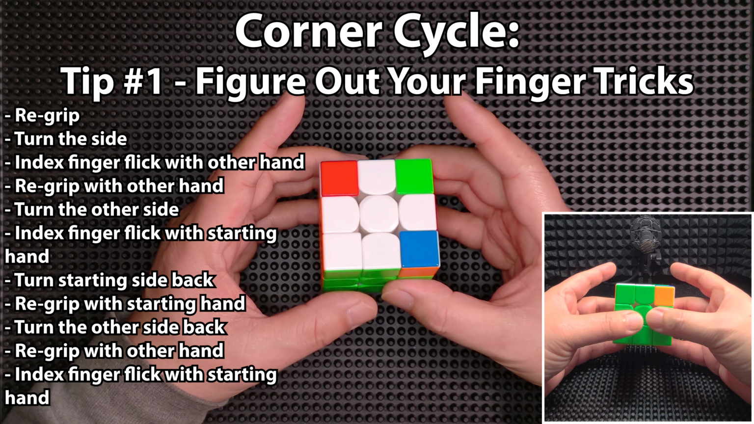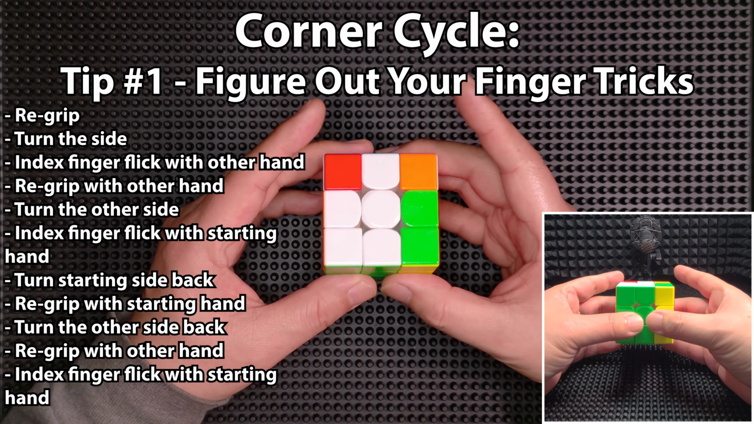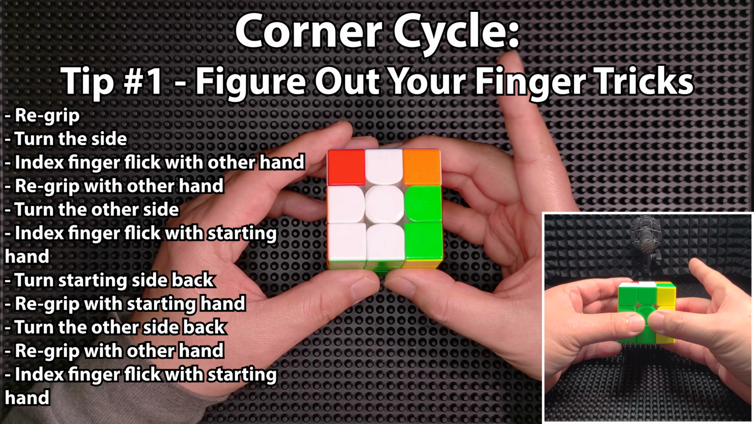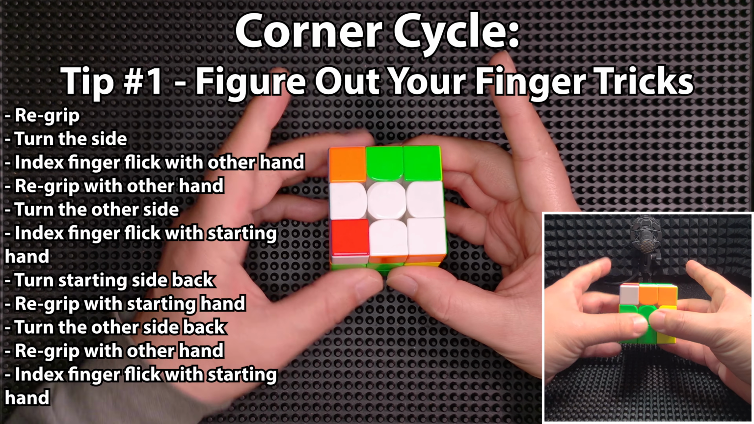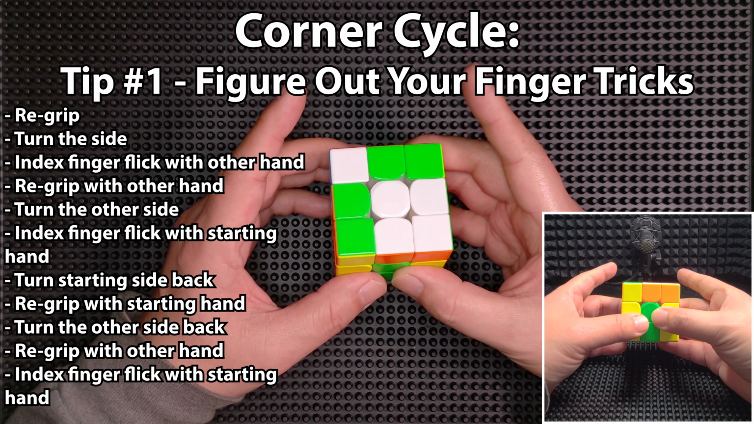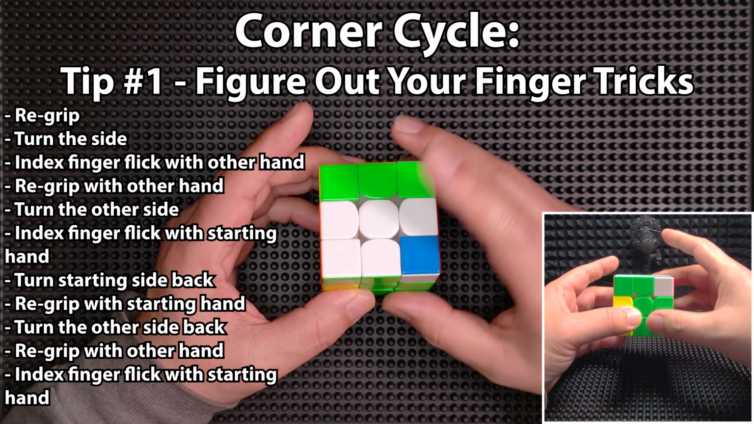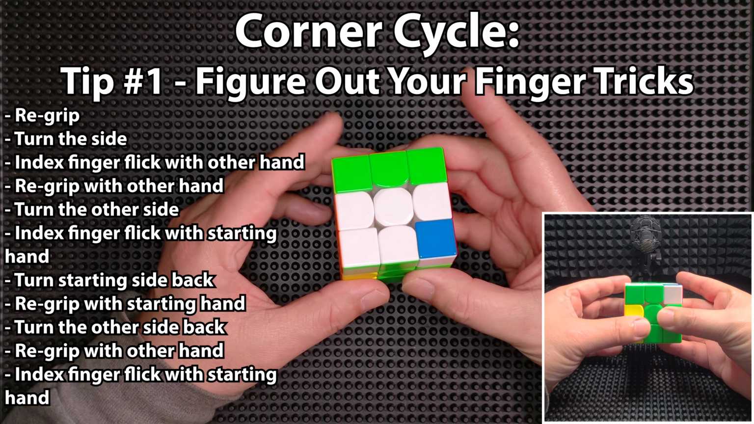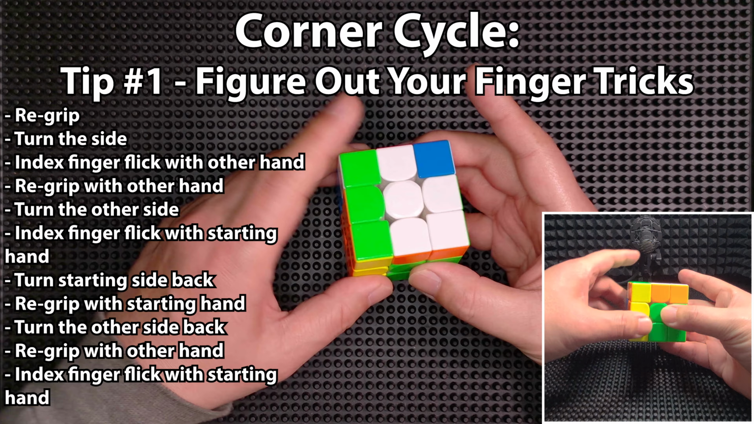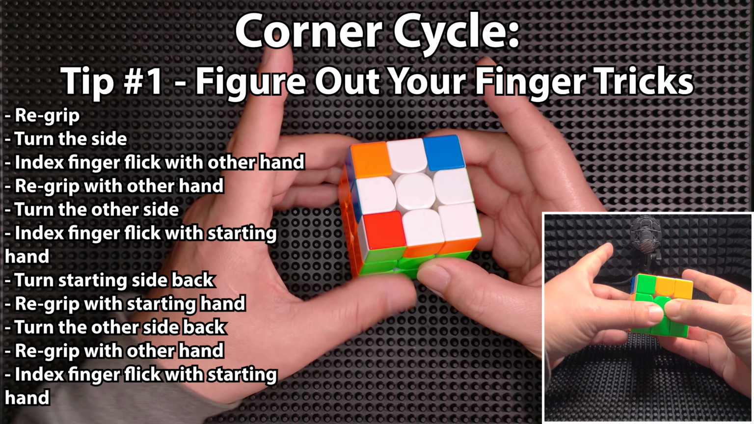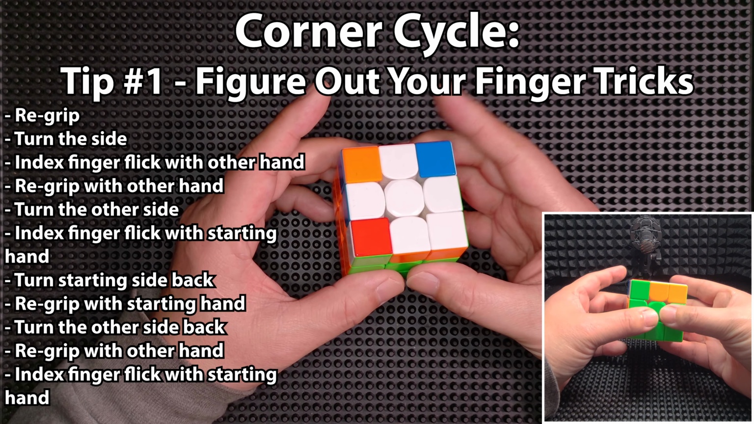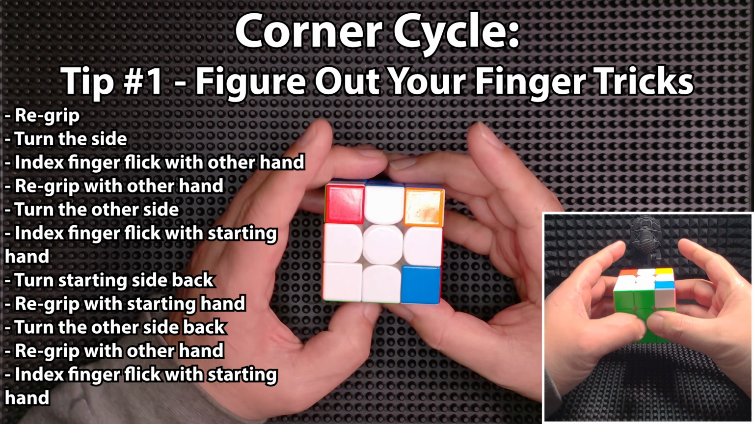Let's do that one more time. Regrip, turn the side, index finger flick with the other hand, regrip, turn the side, index finger flick with the starting hand, turn starting hand back, regrip with starting hand, index finger flick with the other hand, turn other side back, regrip the other hand, index finger flick with the starting hand.